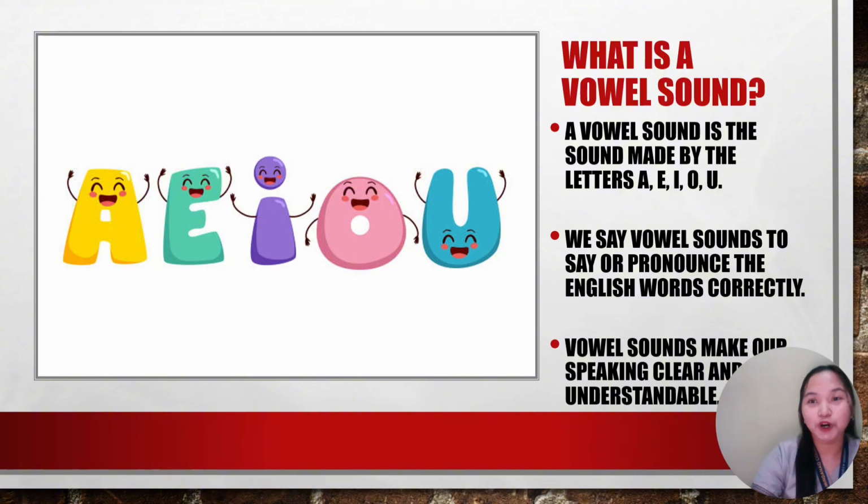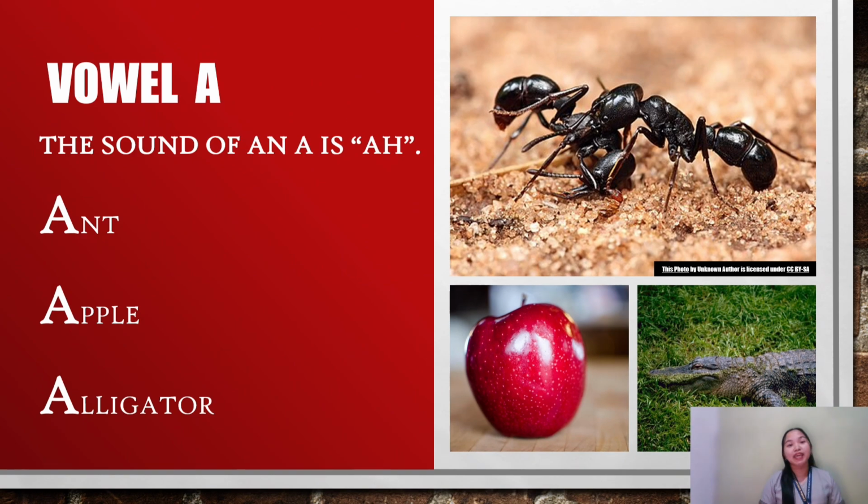So, let's move forward to the vowel A. The vowel A has the sound "ah". Just open your mouth and say ah. As you can see, the first word is ant. Okay, class, repeat after me. Ant, ant. Okay, very good.